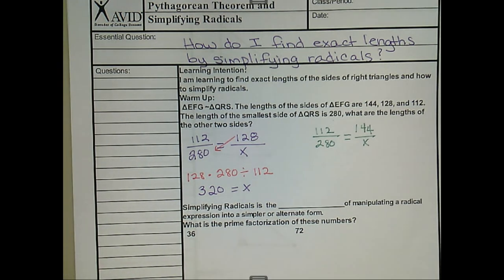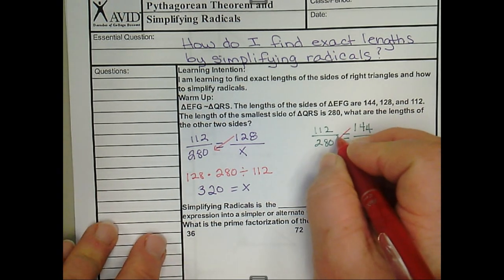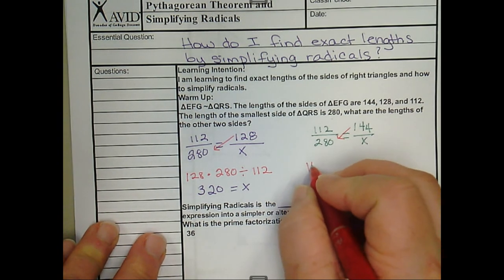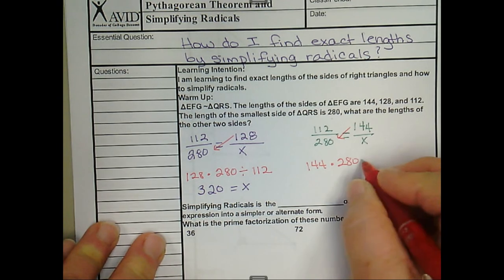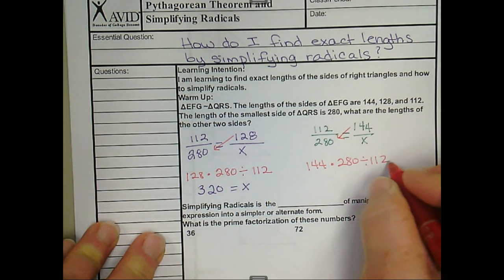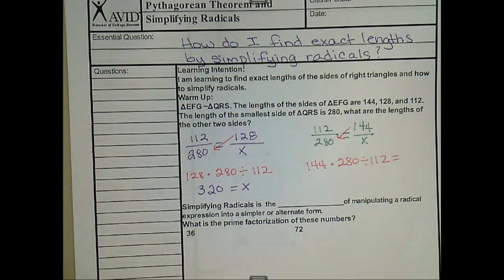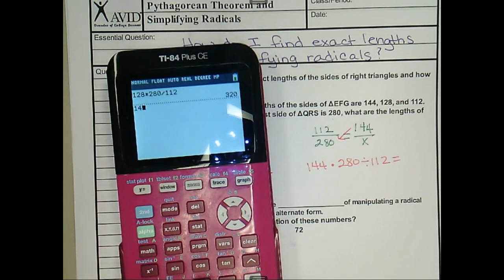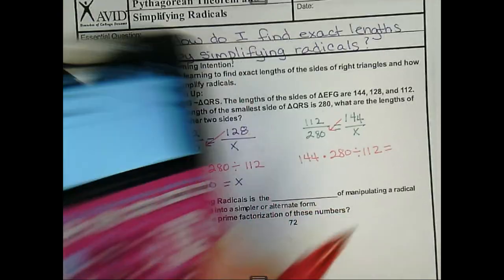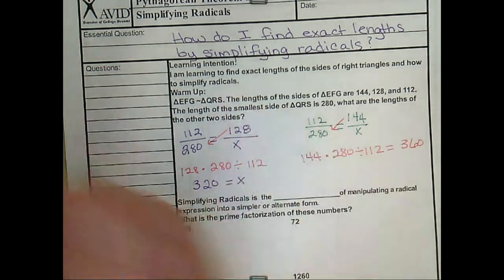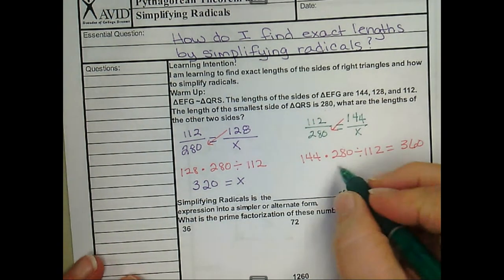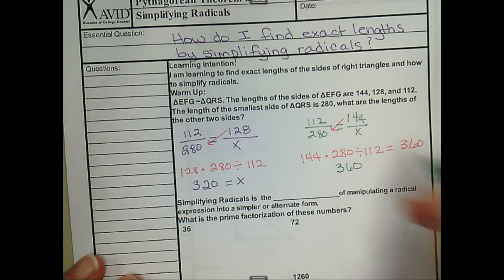Once again, the math: 144 times 280 divided by 112. And you get 360. So now we found all the lengths of the bigger triangle.